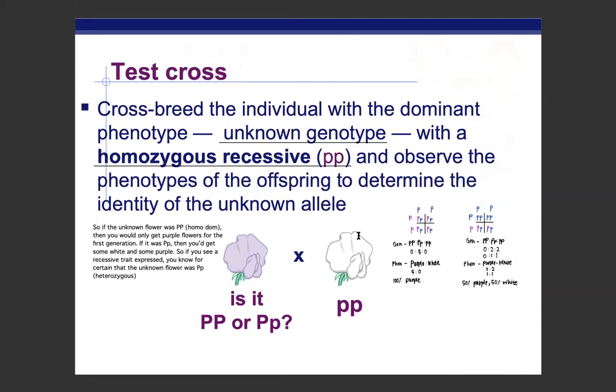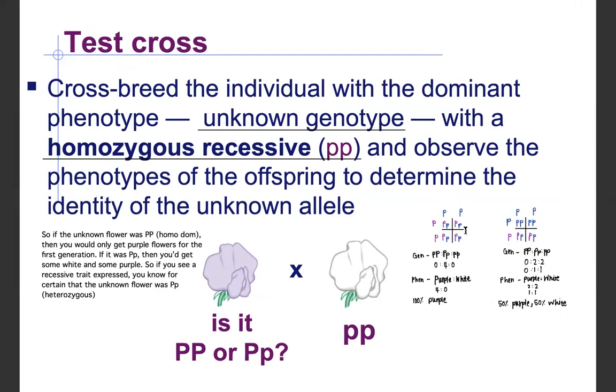Because it shows the recessive trait, we know for sure that it's homozygous recessive. There's no other way, because if it was heterozygous, it would be purple. So we know that this would be lowercase p lowercase p. We're not sure what this is. If this was homozygous dominant, so if this was capital P capital P, and we cross them, we know from Mendel's law of dominance that the offspring would be 100% heterozygous. So the offspring would be 100% purple.